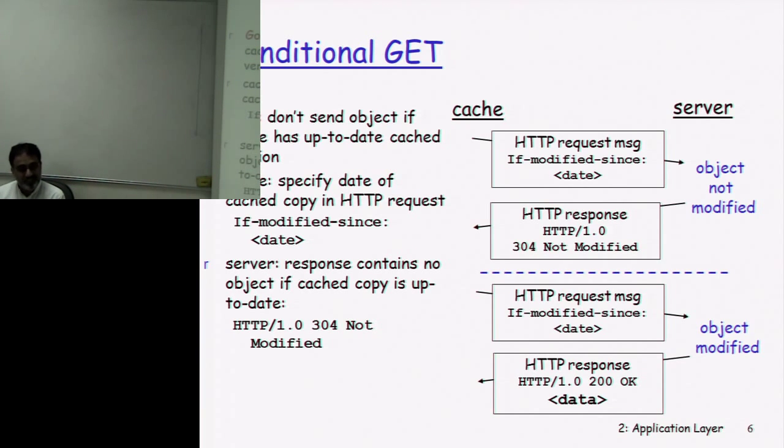But if it is changed, the HTTP request message is if-modified-since, and the response will come back HTTP 1.0 200 OK and data. We looked at 200 OK in our first example of the HTTP protocol. 200 OK means the request is received and it is going to send you the web page. So now the object on the server has been modified. The server will send the latest copy of the web page or the object to the cache web server. So the cache will update its copy and serve the client request.